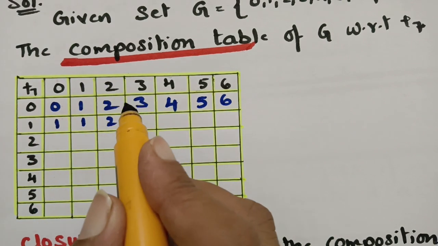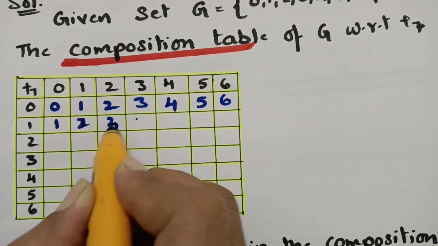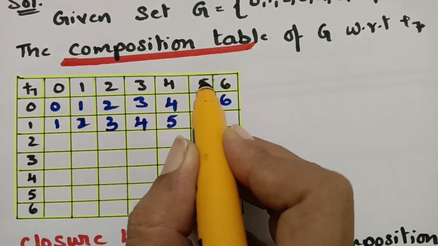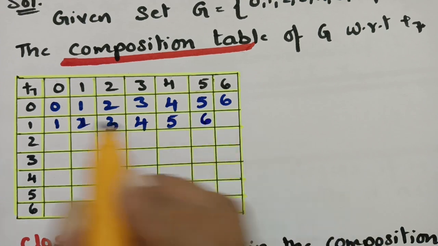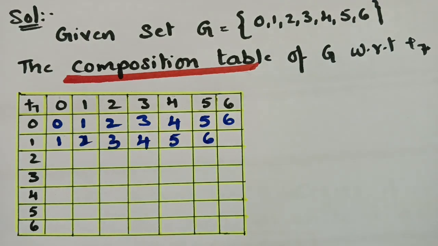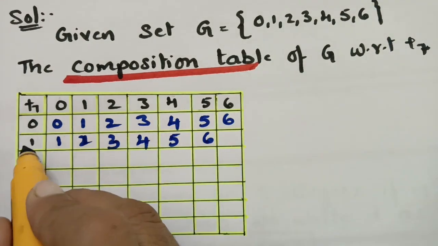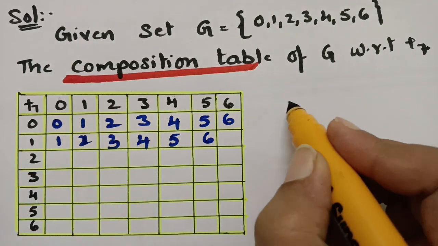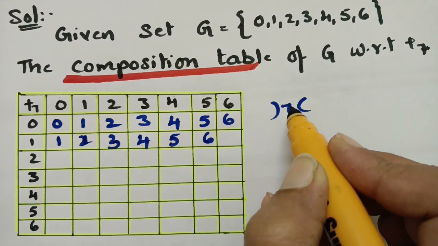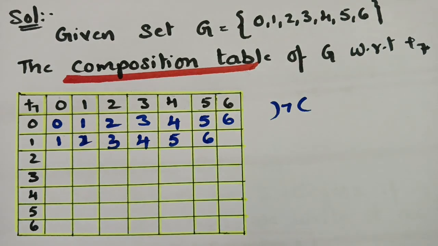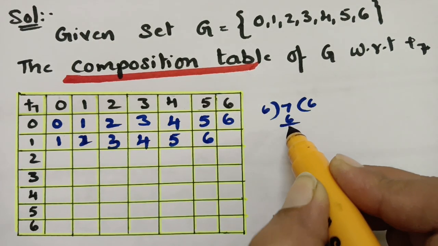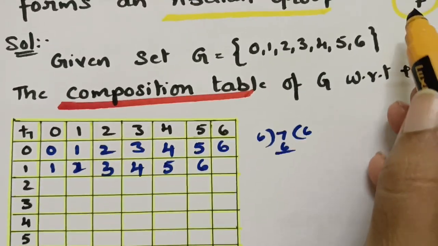1 plus 1 is 2, 1 plus 2 is 3, 1 plus 3 is 4, 1 plus 4 is 5, 1 plus 5 is 6, and 1 plus 6 is 7. Among these only 6 elements are there, and therefore addition modulo m is nothing but the remainder when 1 plus 6 is divided by m. So what is m here? When 7 is divided by 7, 7 ones are 7, and the remainder here is 0. Sorry, this is addition modulo 7.